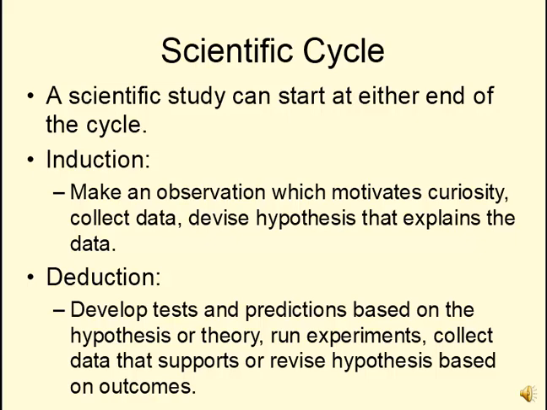With deduction, we start with a general statement and we develop tests and predictions that are based on that general statement. So we start with this general theory: all swans are white. We can run an experiment and collect data. We go out there and look at all the swans we can get our hands on. Does this data support our theory or not?